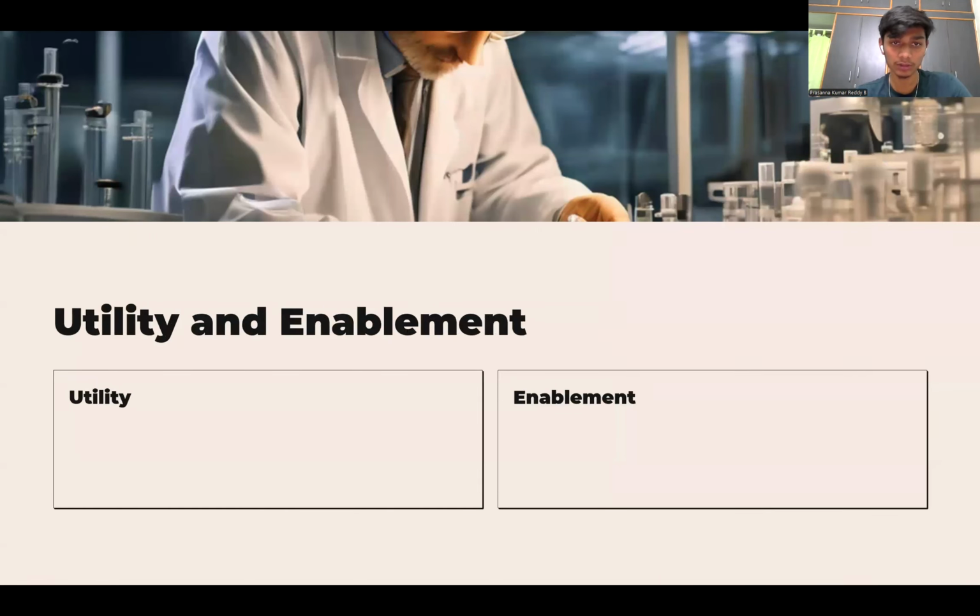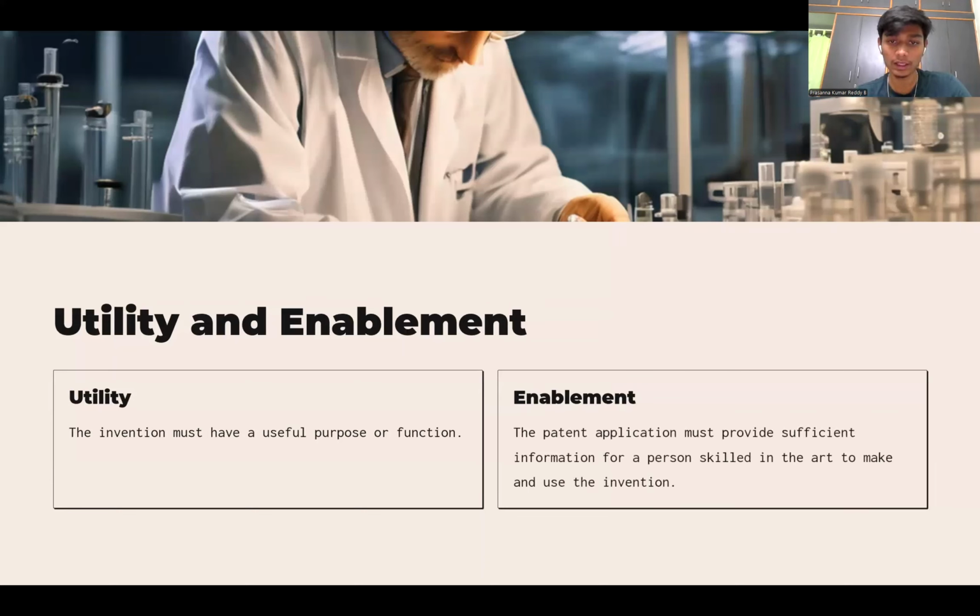Utility and enablement. Utility, the invention must be of a useful purpose or a function. And enablement, the patent application must provide sufficient information for a person skilled in the art to make and use the invention.